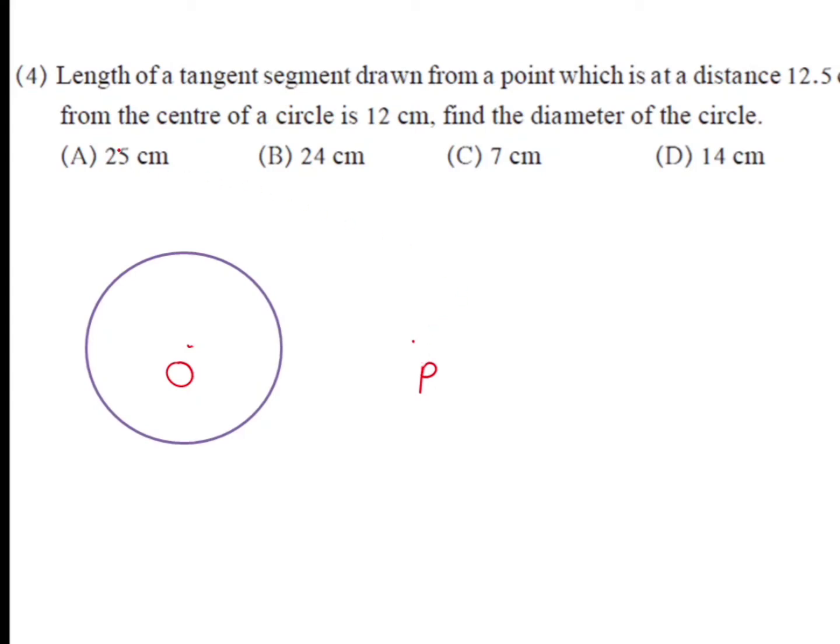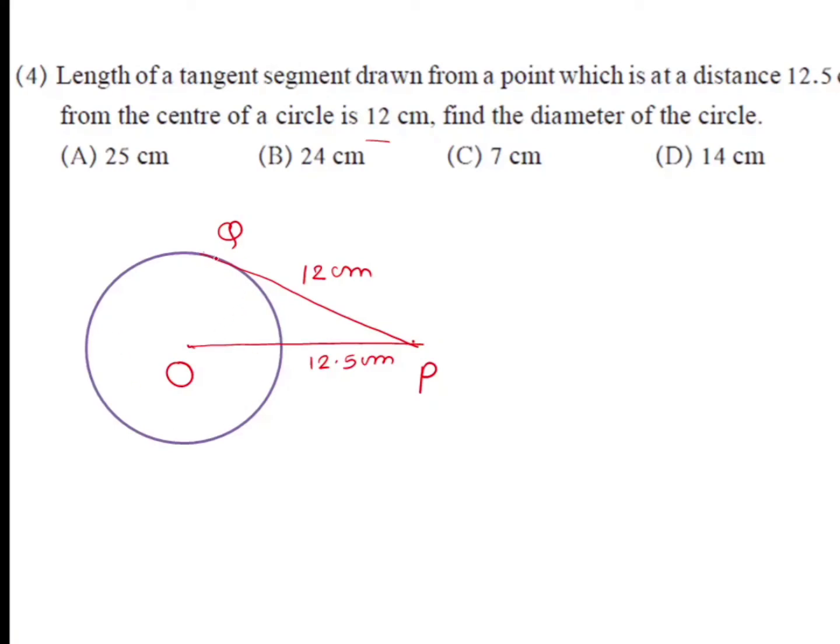Now we have to draw a tangent segment from point P. So let us consider PQ to be the tangent segment, and the length of this one is given to be 12 centimeter. So the length of the tangent segment is 12 centimeter, and the point is at a distance of 12.5 centimeter from the center. Center is O, and the distance of point P from center O is given to be 12.5 centimeter. So this is given, and from this we have to find the diameter of this circle.